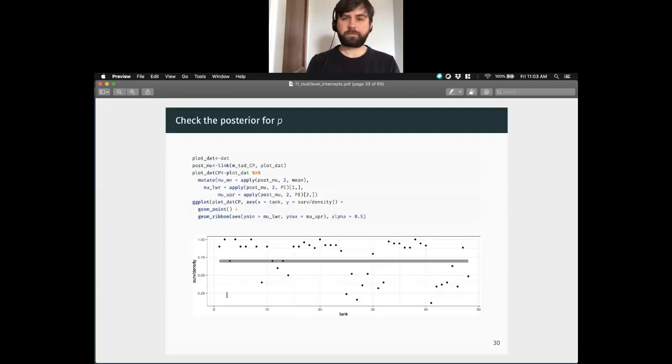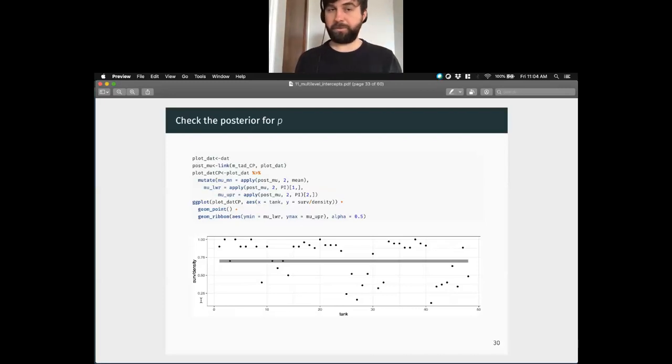Okay. Here's our model posterior. Someone want to tell me what's going on here? This is our posterior for p across tanks. The x-axis is tanks, the y-axis is the likelihood of survival across tanks. What's going on? Don't focus on the scatter plot. Focus on our posterior, which is the ribbon. What is going on with our posterior for p, the probability of survival? Seems rather narrow. It is.